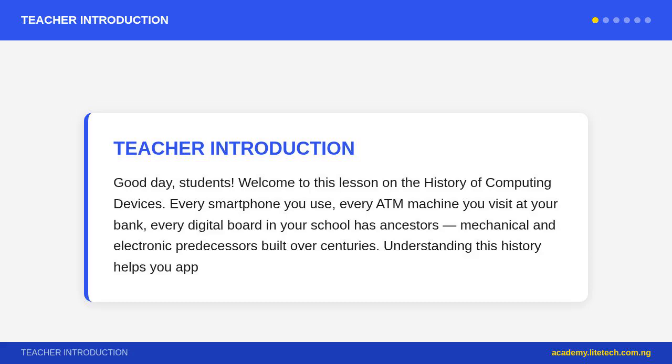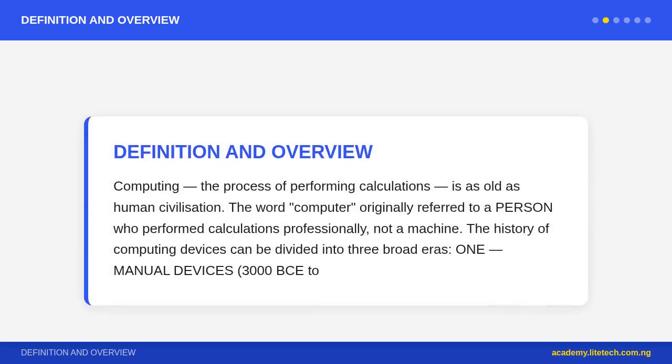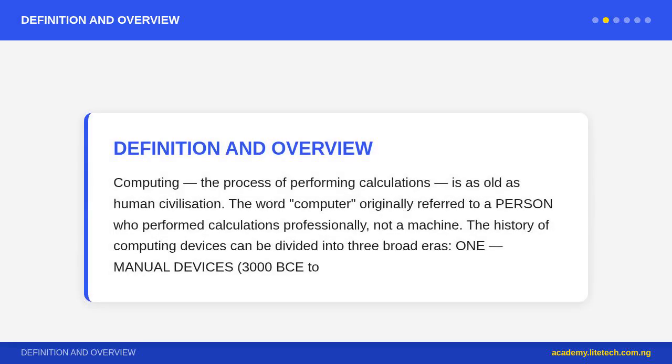Why should we study this history? Because the Nigerian government and businesses began adopting computers in the 1970s, understanding the global progression helps us understand our own technological journey. The Central Bank of Nigeria first computerized its operations in the 1980s. Today, Nigeria has one of Africa's largest digital economies.